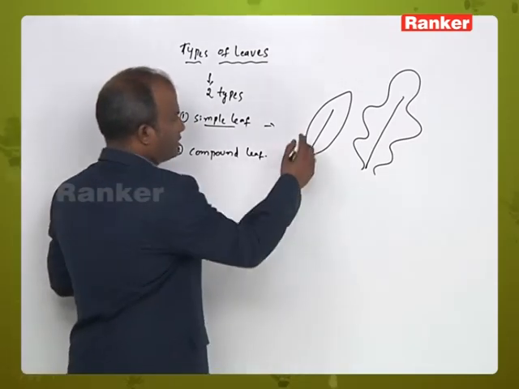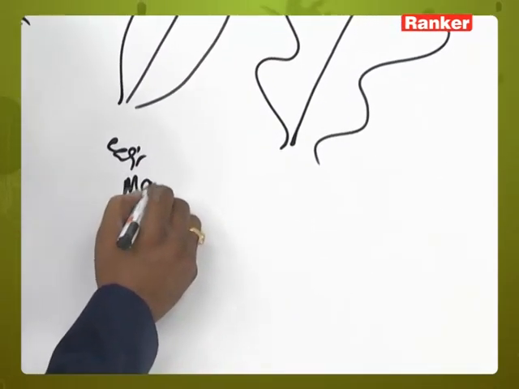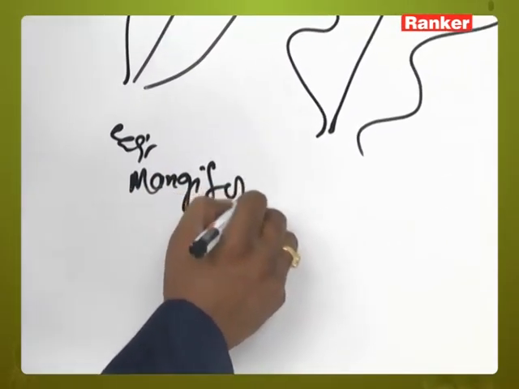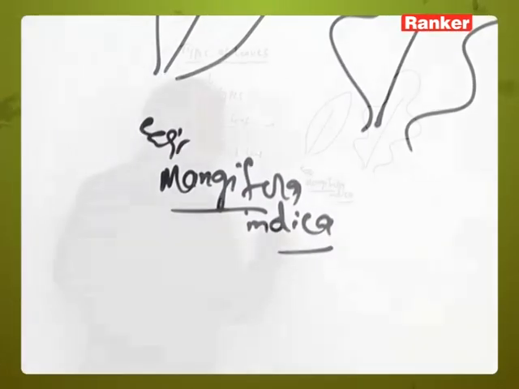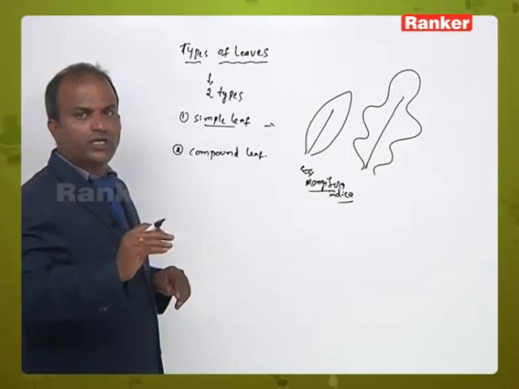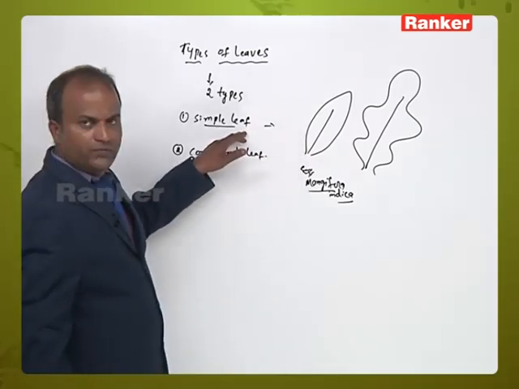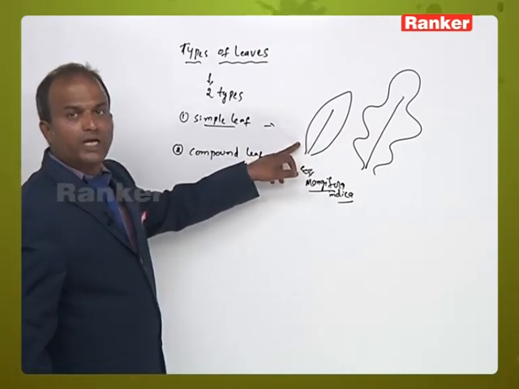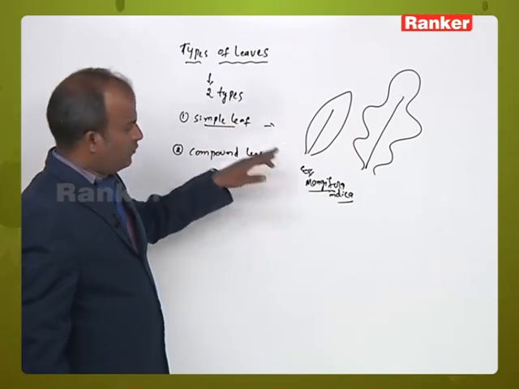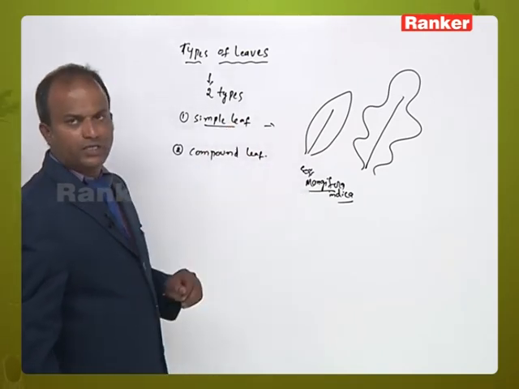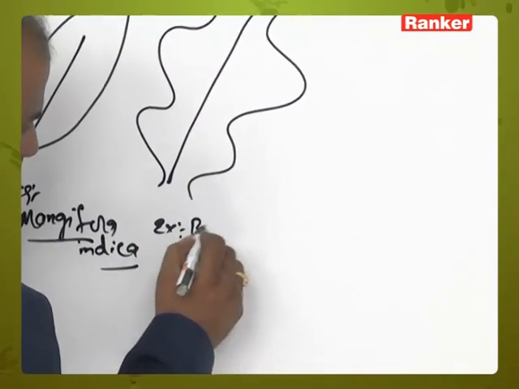For example, this leaf is Mangifera indica. Mangifera indica is a leaf that does not show any incisions or lobes. So this leaf is called a simple leaf, where it shows a complete entire margin. That type of leaf is also called a simple leaf. Example, Mangifera indica. But this other leaf, for example, is Brassica.